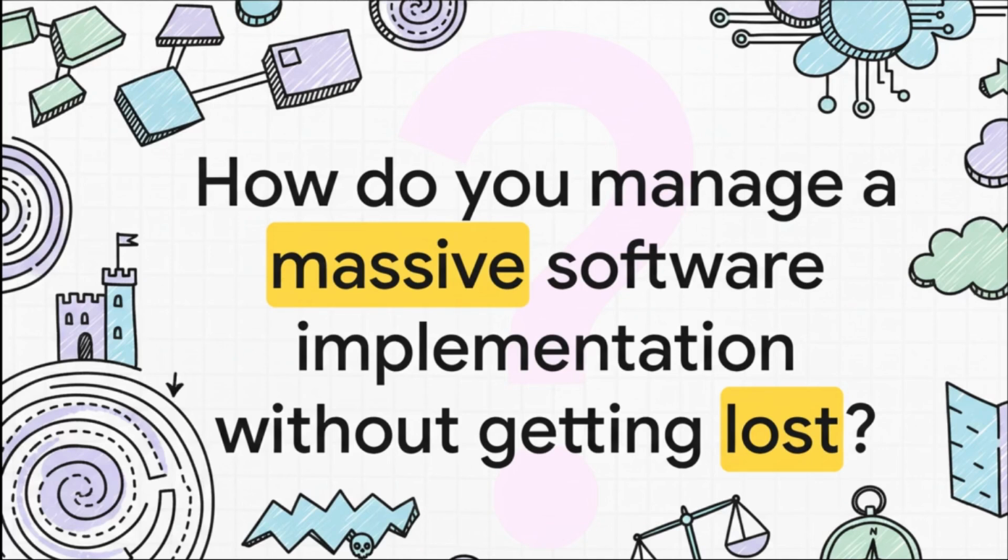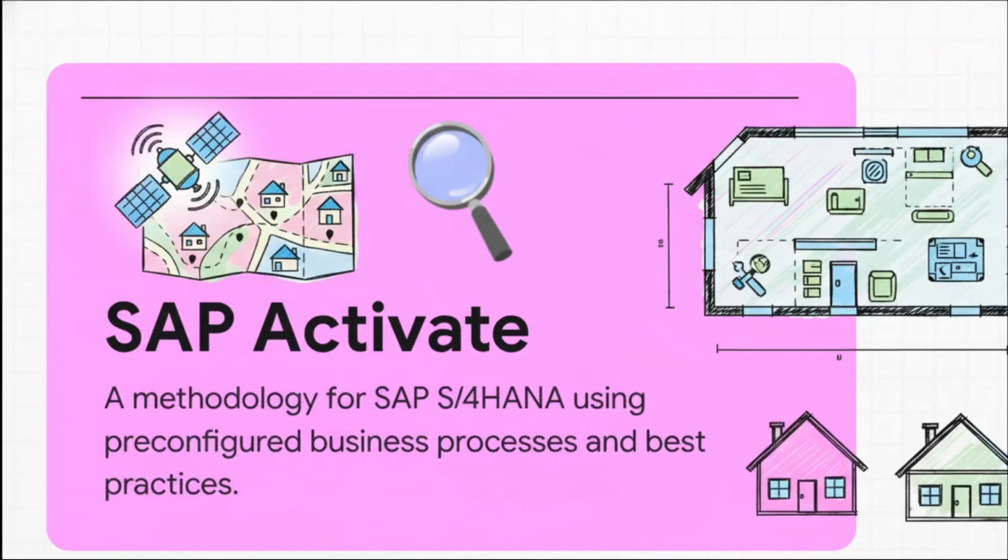All right, let's kick things off with a pretty high-stakes question. How in the world do you manage a massive, company-wide software project without getting completely lost in the complexity? I mean, the risks are huge, and for some of the world's biggest companies, getting this right is, well, it's everything. Well, for many, the answer is this modern kind of GPS called SAP Activate.